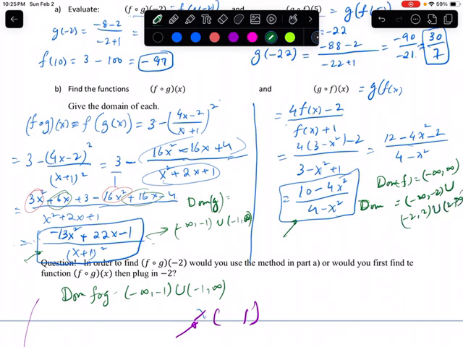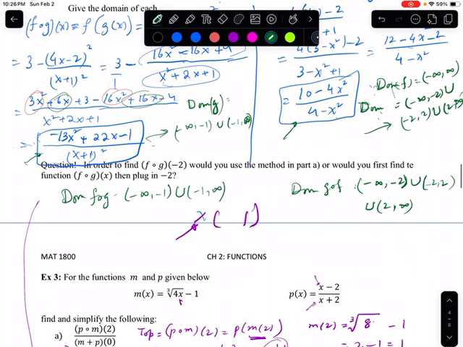Now if you combine these domains, or try to find the intersection of the two domains, what will be the answer? The domain of g composed with f is this domain. So this is how we find the domains.